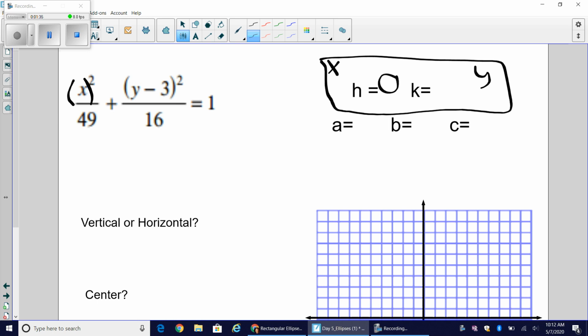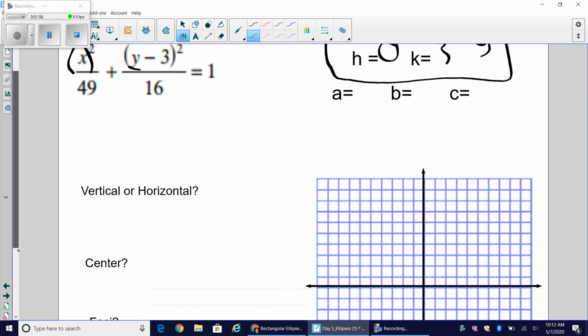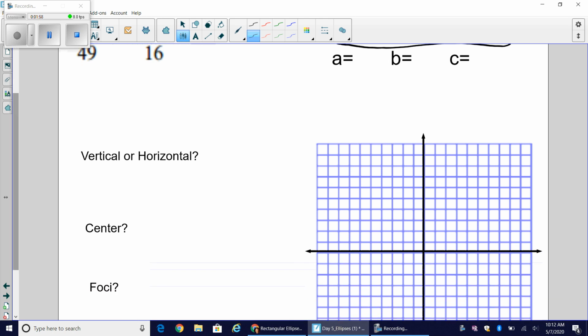When I look at my Y variable here, I see I have this minus 3. It's Y minus 3 squared. That minus 3 connects to the K value of the center of our ellipse, but remember it's behind bars, it's a liar. So I don't put in a negative 3, my center is at a positive 3. So if I want to graph this, I go up to 0, 3, and I've got my center right there.